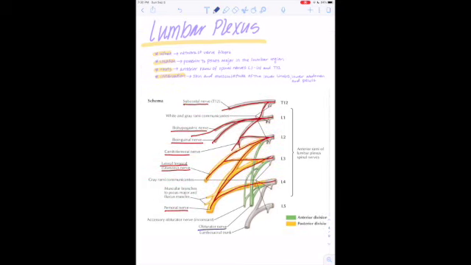The obturator nerve comes from L2, L3, and L4. It runs medially to the psoas major and then runs through the obturator foramen. Lastly, the lumbosacral trunk comes from L4 and 5, and it passes medially to the rest.